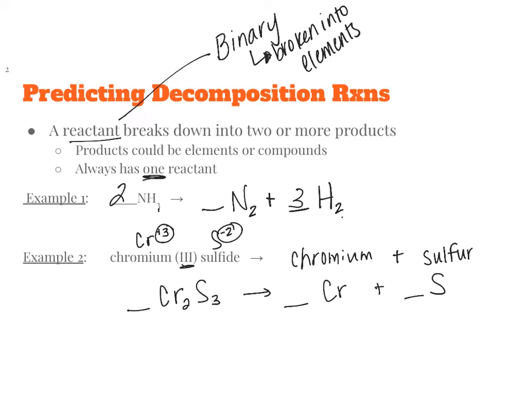All right, from here now I have my formula written correctly, just have to make sure that it is balanced. So if I have chromium, I have 2 of them on the left side, I'm going to have 2 of them on the right side. If I have 3 sulfurs on the left side, I'm going to have 3 on the right side.